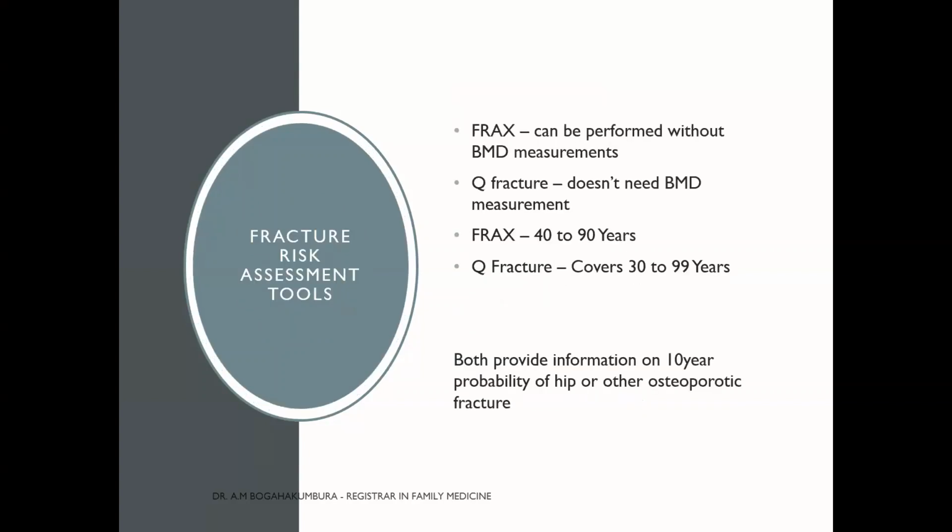Then about fracture risk assessment tools. We use the FRAX tool. It can be performed without bone mineral density measurement. And there is another score called Q fracture score. It doesn't need bone mineral density measurement. In FRAX assessment, it is used to assess 40 to 90 year age group and Q fracture score covers 30 to 99 years of age group. Both assessment tools provide information on 10-year probability of hip or other osteoporotic fracture.